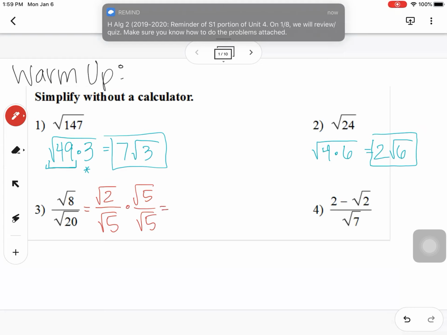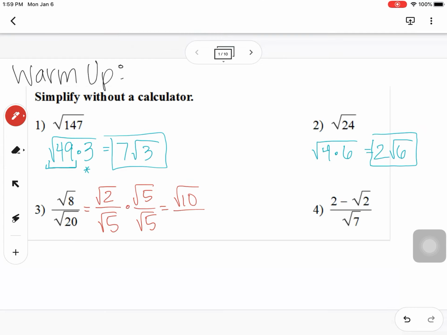On top, I'm going to get the square root of 10. On bottom, and I won't always make you write this, you get the square root of 25, and the square root of 25 is just 5. I cannot simplify this because the 10 is in a radical and the 5 is not, so that would be my final answer.